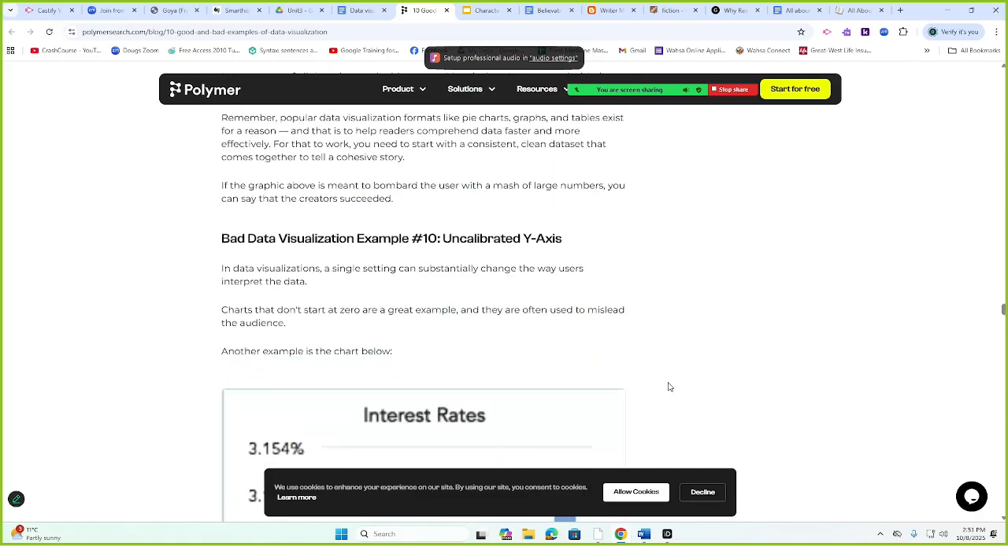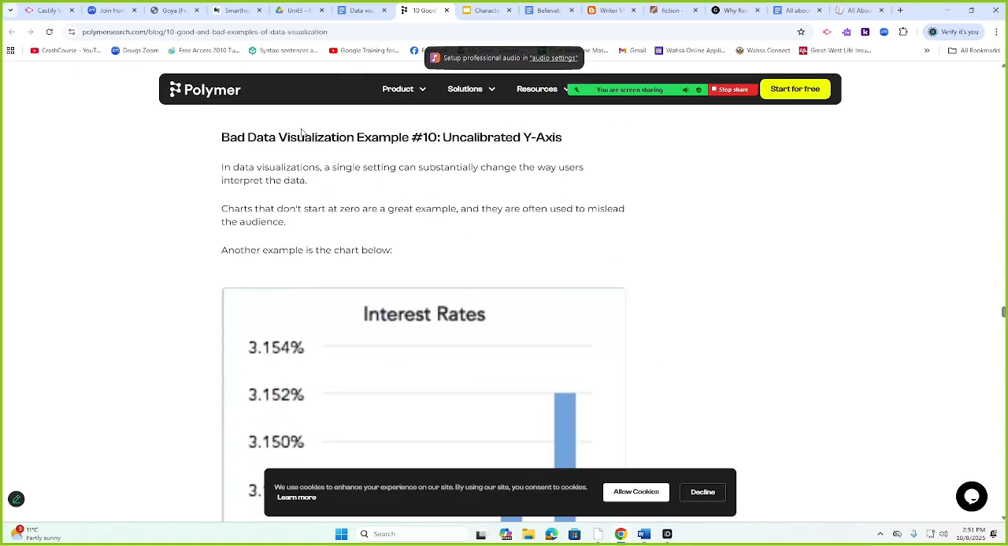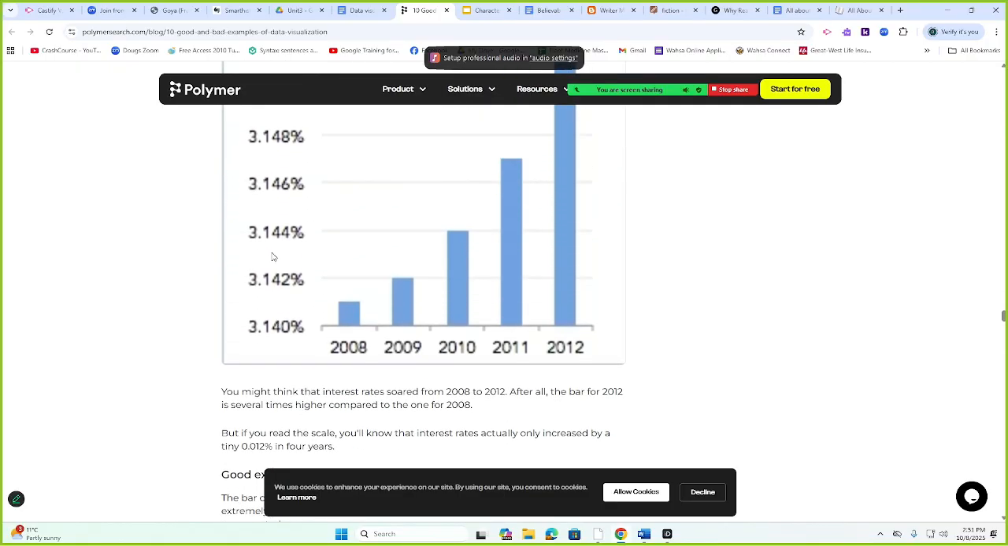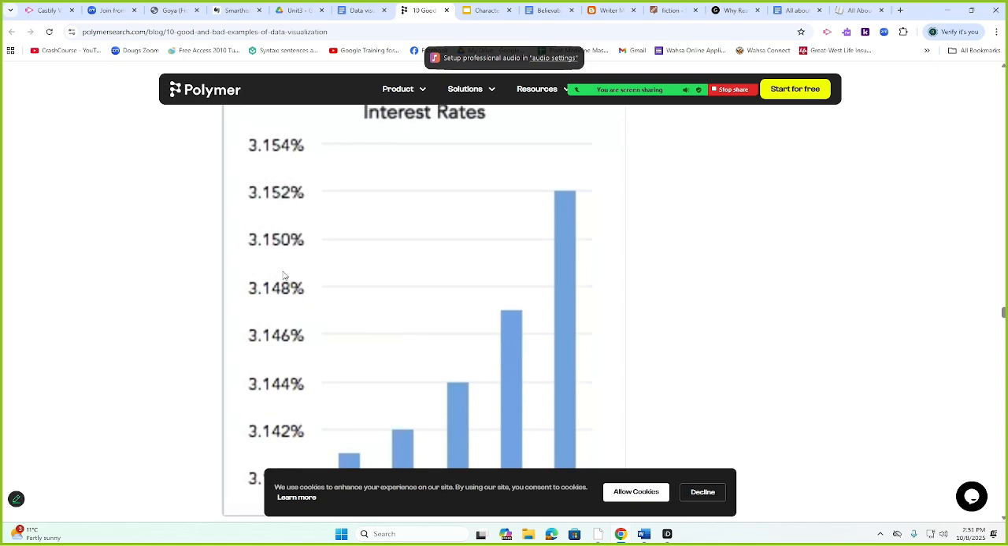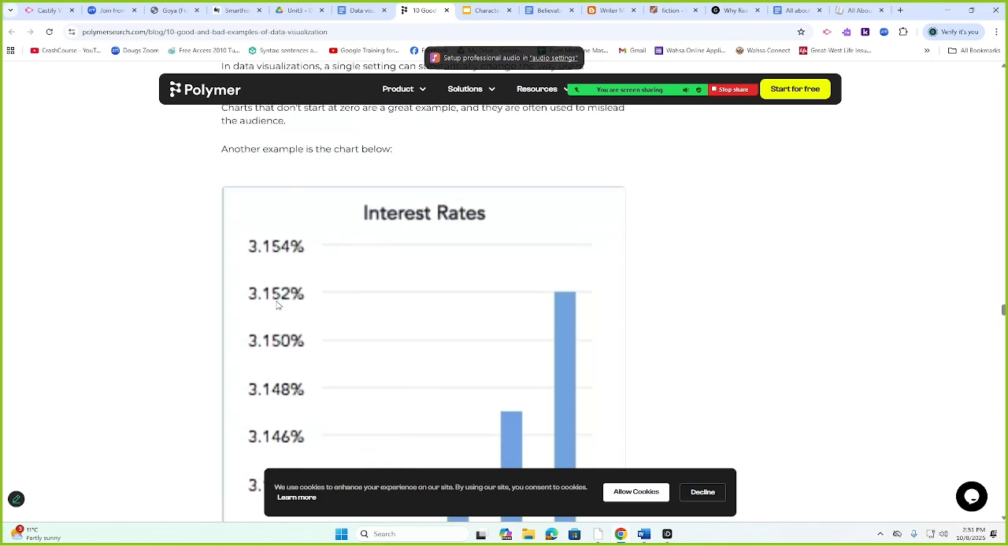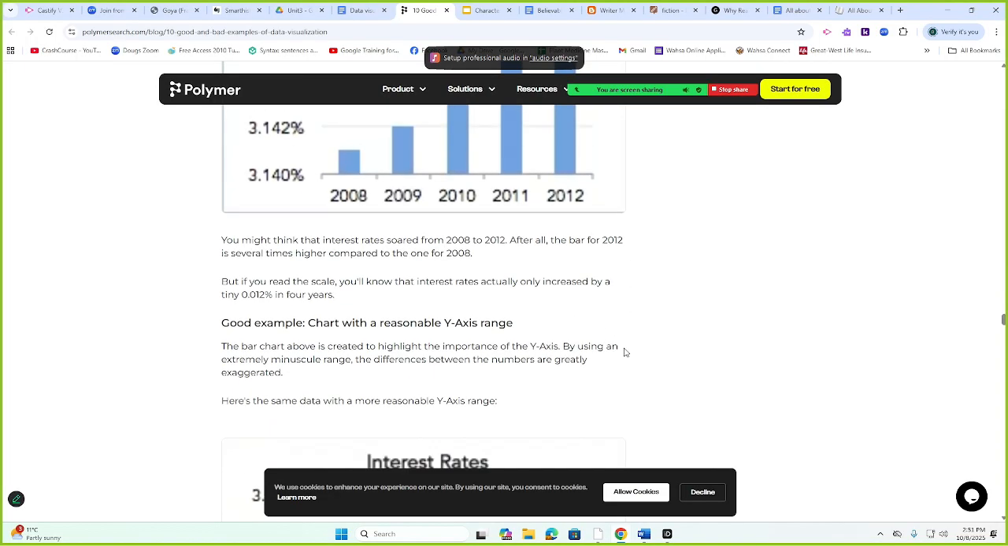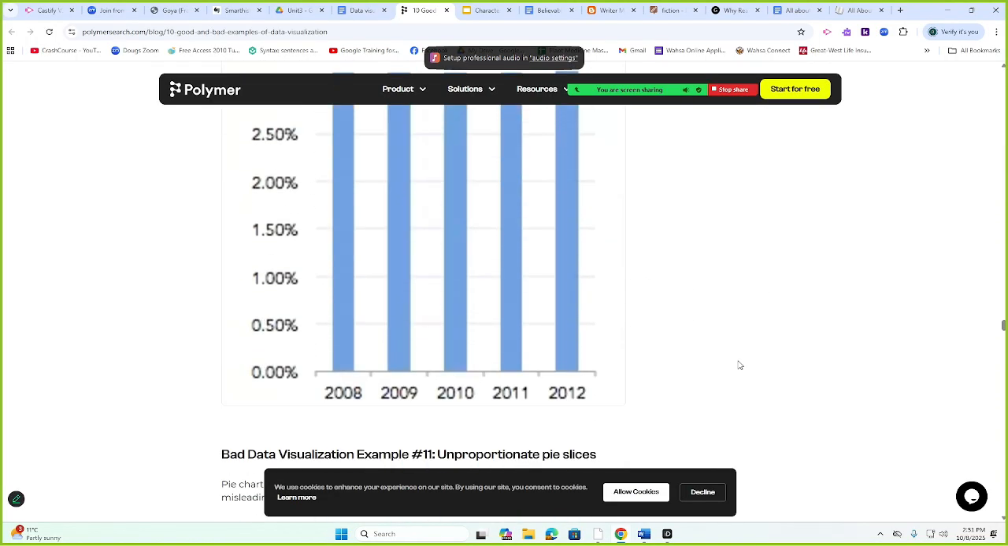All right, so one more example of bad data. Whoa, we're running out of time. Uncalibrated y-axis. Okay, we don't know what these interest rates are telling us.